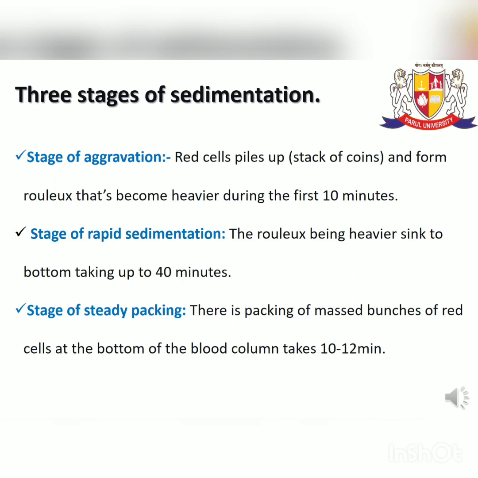Three stages of sedimentation. The whole process takes about 1 hour. There are three stages: the stage of aggregation, the stage of rapid sedimentation, and the stage of steady packing. In aggregation, red cells pile up and form rouleaux that become heavier during the first 10 minutes. In rapid sedimentation, the rouleaux, being heavier, sink to the bottom, taking up to 40 minutes. In the last stage, steady packing, there is packing of masses of red cells at the bottom of the blood column, which takes 10 to 12 minutes.